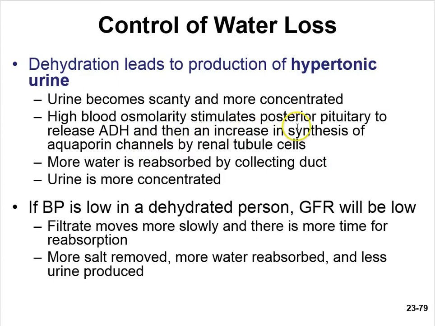It stimulates the posterior pituitary to release antidiuretic hormone. This then stimulates an increase in the synthesis of aquaporin channels by the renal tubule cells. So this means you're going to have more of those little water channels to bring water back into the blood to be able to conserve it, so then your urine is more concentrated. If your blood pressure is low in a dehydrated person, GFR will also be low.